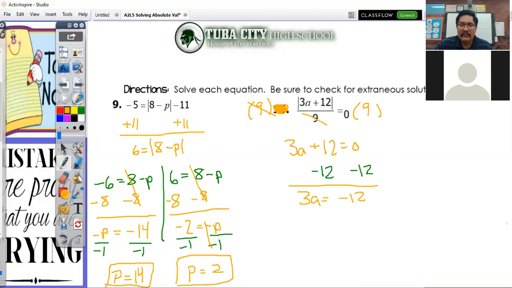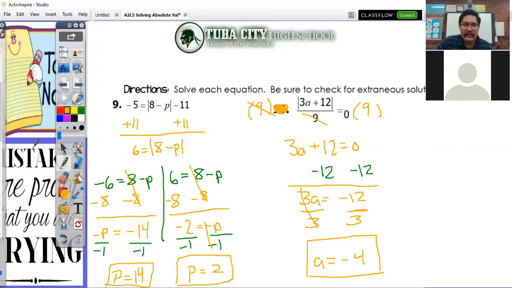All right, so minus 12 from both sides. Divide both sides by 3, and a equals -4.